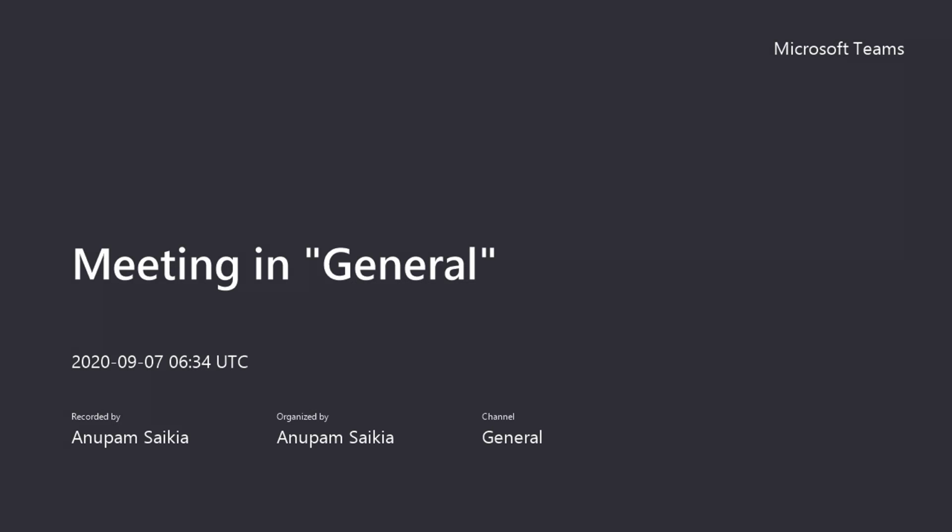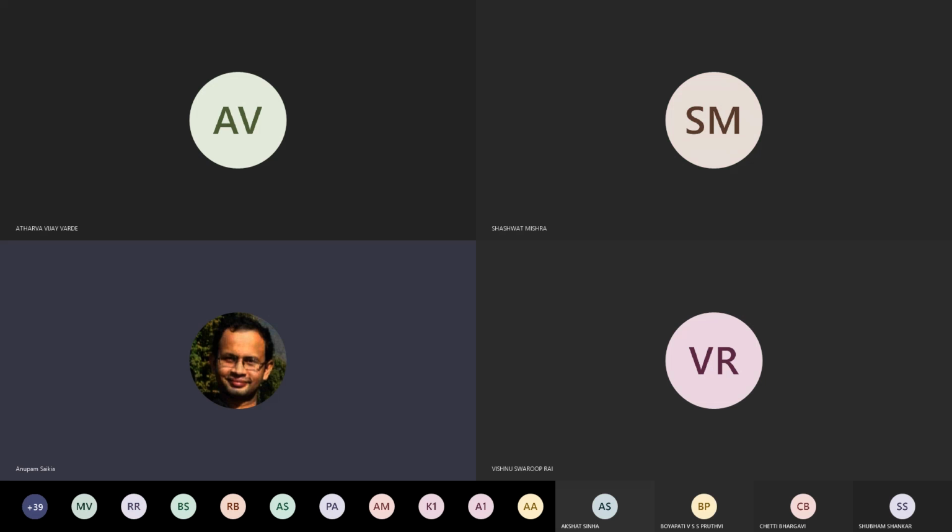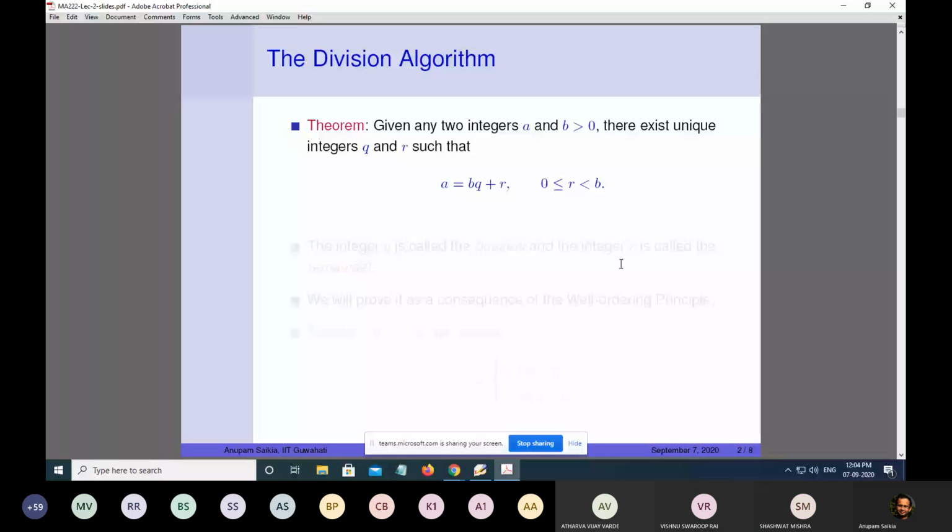Okay, so what does it say? Let's take any two integers a and b. B should be positive. Then there exist unique integers q and r such that a is bq plus r, where most importantly r lies between 0 and strictly less than b. Okay, so it's the usual division that we do.